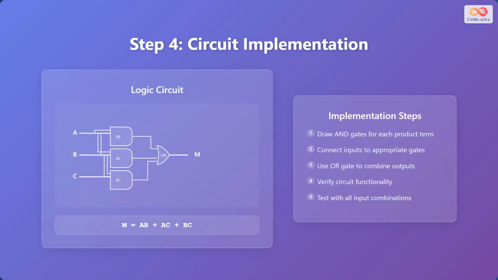Step 4. Circuit implementation. Based on our simplified Boolean expression, M equals AB plus AC plus BC, we can now implement the logic circuit. Here is the circuit diagram. Implementation steps include drawing in gates for each product term, connecting inputs to the appropriate gates, using an OR gate to combine the outputs, verifying the circuit functionality, and testing it with all input combinations.